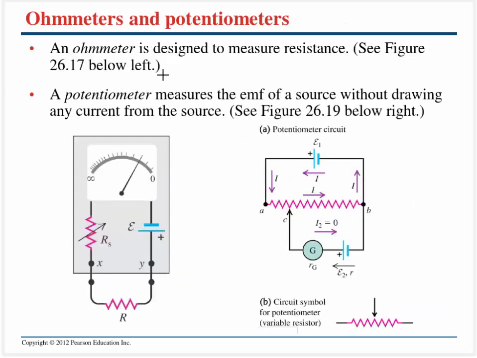measurement. You could also measure resistance directly using something called an ohmmeter. I don't think we're doing that in this class. And lastly, there's something called a potentiometer that's going to measure the EMF of the source.